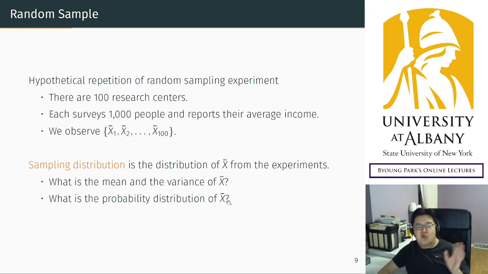So no matter what X is, no matter how you collect the data, as long as the two assumptions are satisfied, X bar follows a normal distribution. That's why we can use the normal distribution for any single example in this course.